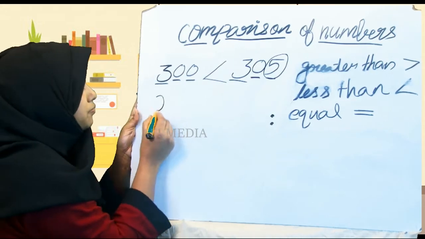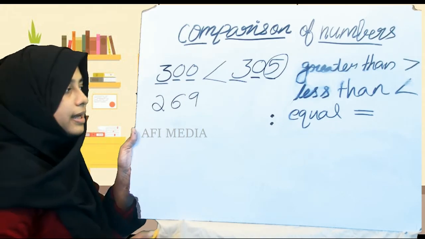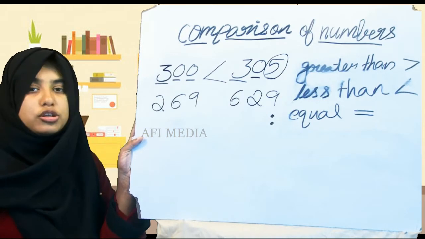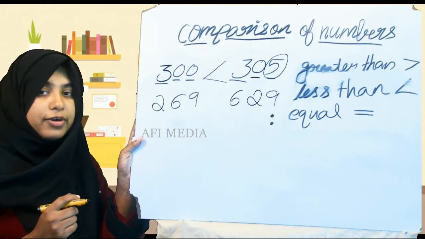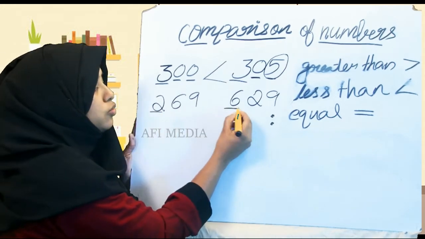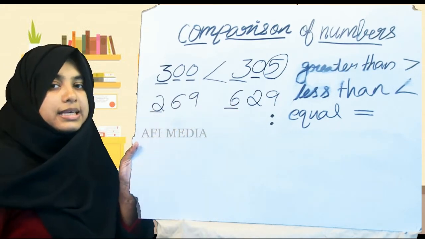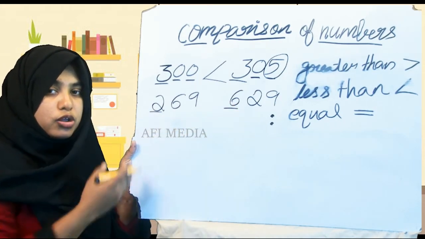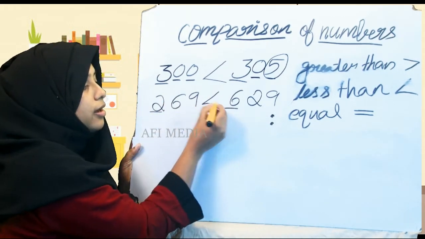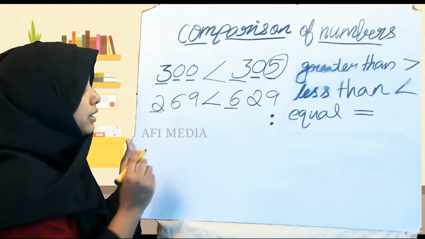Next numbers: 269 and 629. How can we find out? We check the 100 place of the two numbers. Here 2 and here 6. Which is the greater number, 200 or 600? Yes, 600. So we open the mouth toward 629.